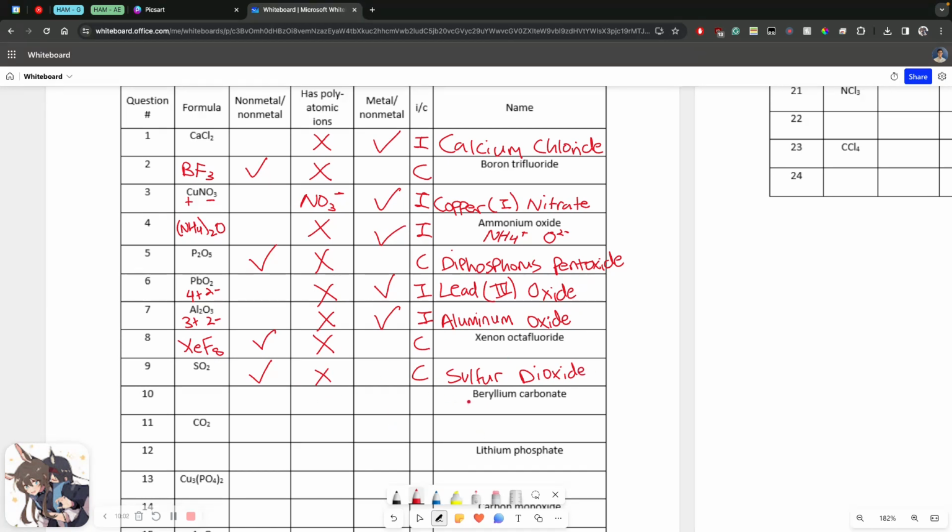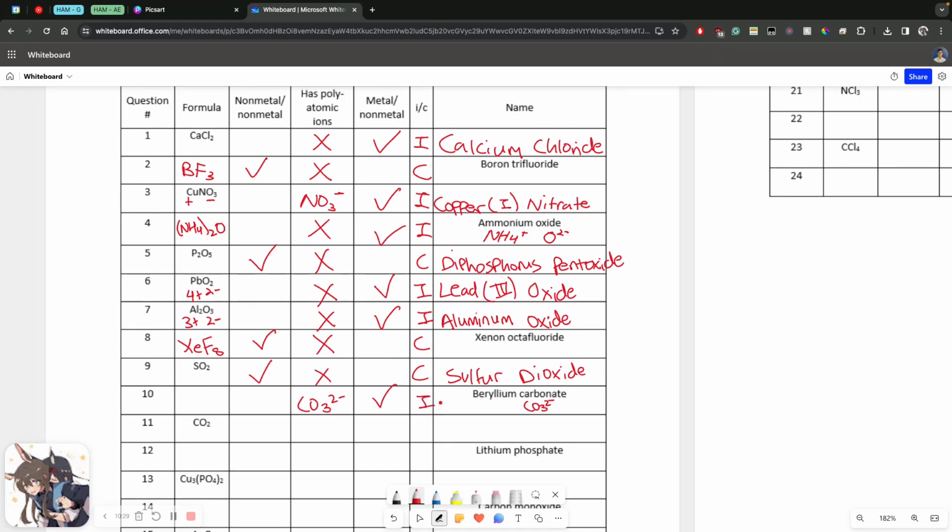Next up, we have beryllium carbonate. So beryllium, Be, element number 4, is a metal. That's an alkaline earth metal. And we have carbonate, CO3 2-, which is indeed a polyatomic ion. And you can find this, of course, on the back of your periodic table that you're given. And because of this, we know it's a metal-nonmetal bond with an ionic.